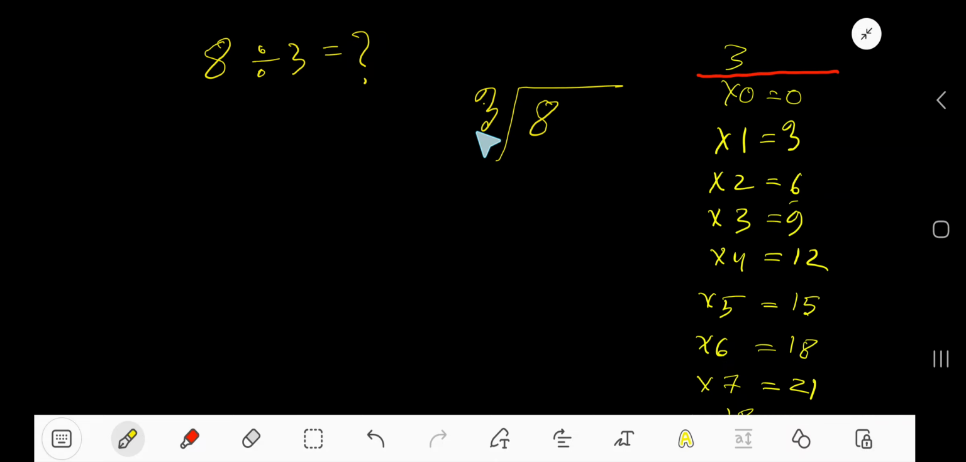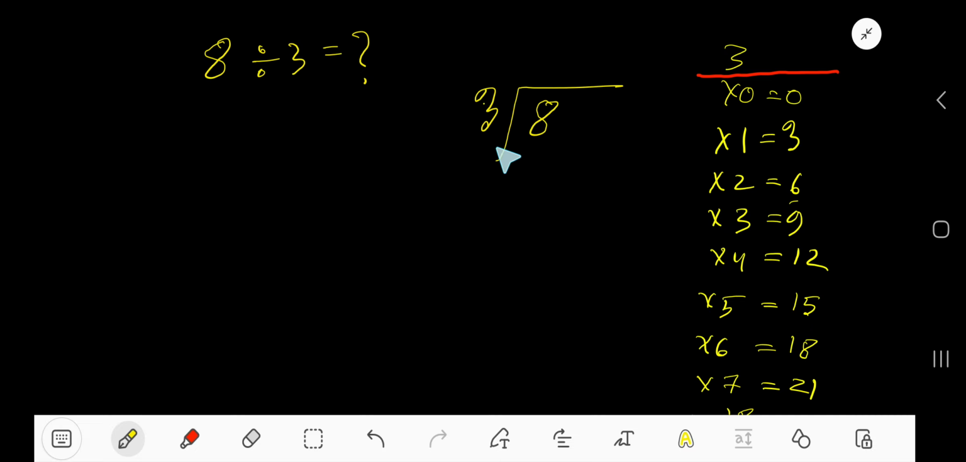8 divided by 3, here 3 is a divisor, so we need the multiplication table of 3. 3 times 0 is 0, 3 times 1 is 3, 3 times 2 is 6, 3 times 3 is 9. To find the multiplication table of 3 easily, just add 3 to the previous step. 0 plus 3 is 3, 3 plus 3 is 6, 6 plus 3 is 9, 9 plus 3 is 12, 12 plus 3 is 15.